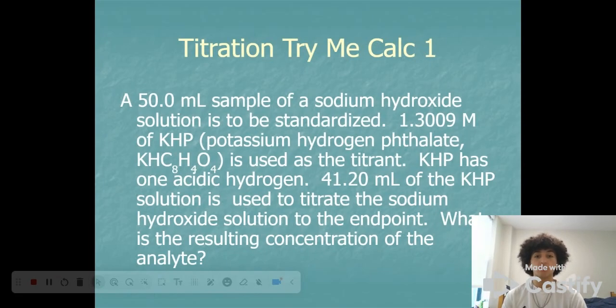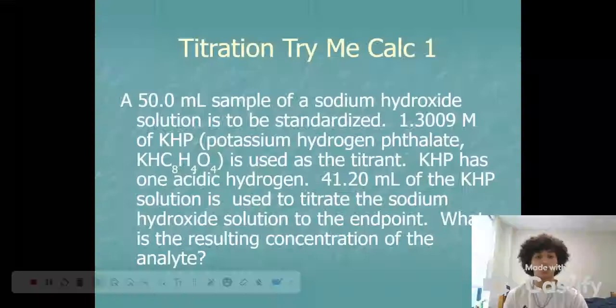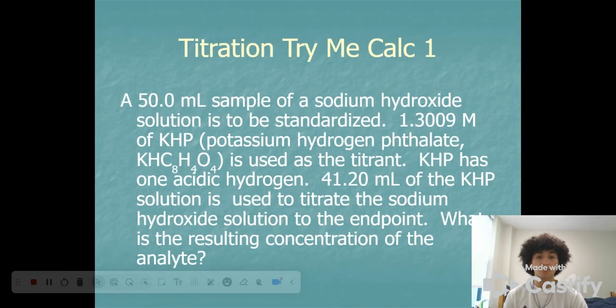Your first step is to find the moles of KHP. The molarity times the volume in liters is 1.3009 times 0.0412, and that's about 0.053557 moles. After that, the mole ratio is 1-to-1, so the moles of NaOH is also the same number of moles, which we'll call 0.05. Step 3, you want to find the concentration of NaOH, which is the moles divided by the volume. That's 0.05 divided by 0.05 equals roughly 1 molar NaOH.